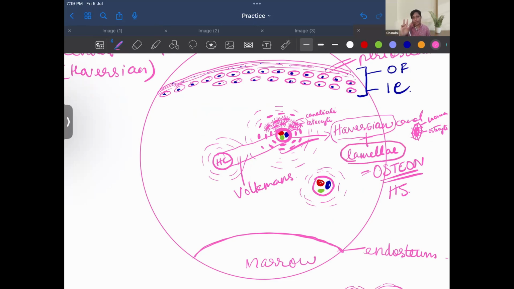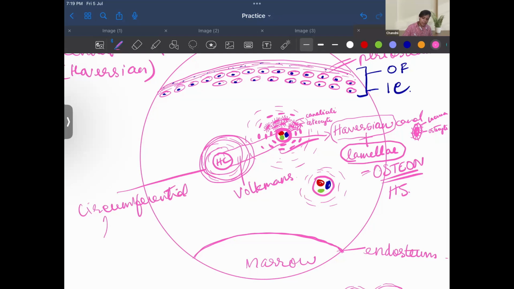There are 3 different types of lamellae, and this is very sensibly named based on where you find it. One is making a circumference around the Haversian canal. So it is called circumferential lamellae. Sorry, no, that's not what it's called. This is in concentric circles, so this one is called the concentric lamellae. Concentric, because they are making concentric circles.